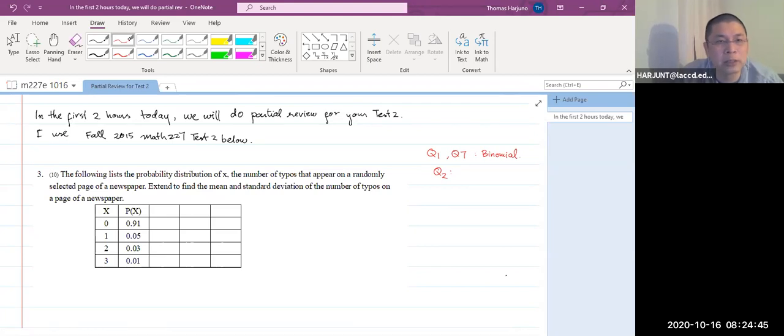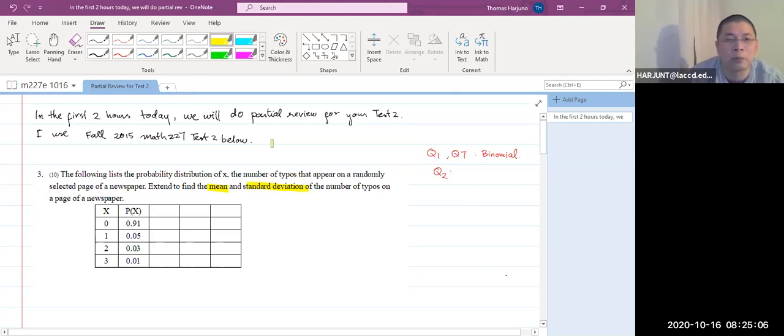The following lists the probability distribution of X, the number of typos that appear on a randomly selected page of a newspaper. Now extend this probability distribution to find the mean and standard deviations of the number of typos on a page of newspaper. Now, this is the probability distribution. Okay, what we will do is to extend it.